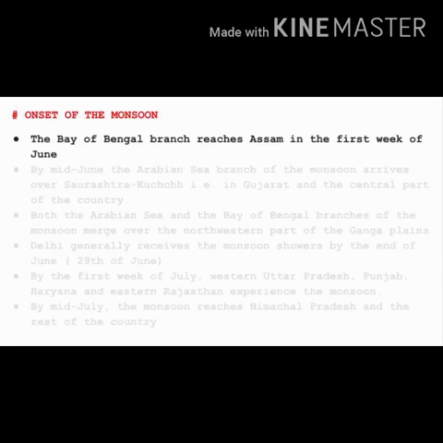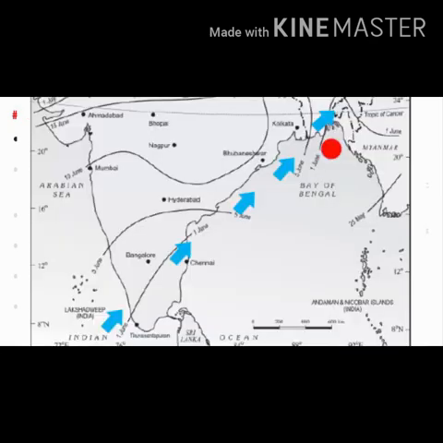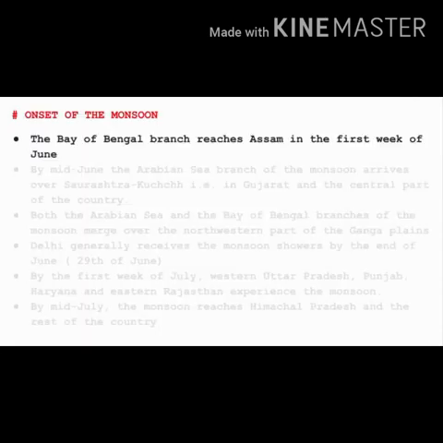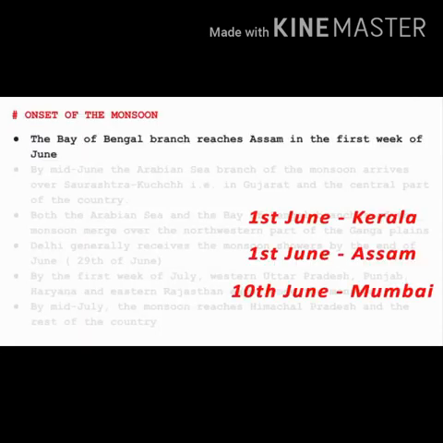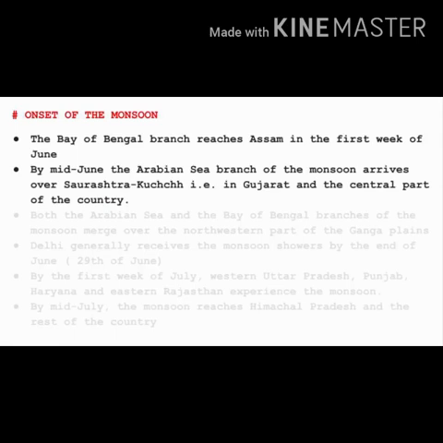Now try to understand this. The monsoon wind comes from the southwestern region, so the diagonally opposite side is the northeastern region. Therefore in the first week of June, the Bay of Bengal branch reaches Assam and it starts raining in Assam. So till now we have seen on 1st of June it rains in Kerala and then it goes straight to Assam. Then exactly on the 10th of June it rains in Mumbai, and then by mid-June the Arabian Sea branch of the monsoon arrives over the Saurashtra Kutch region, which is in Gujarat and the central part of the country.